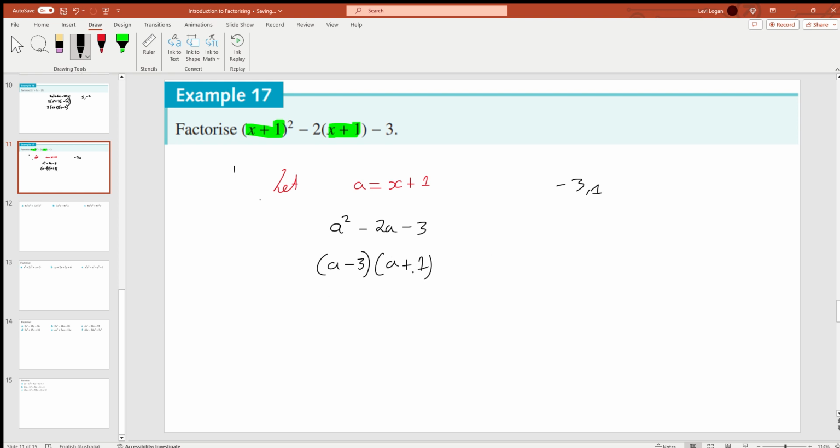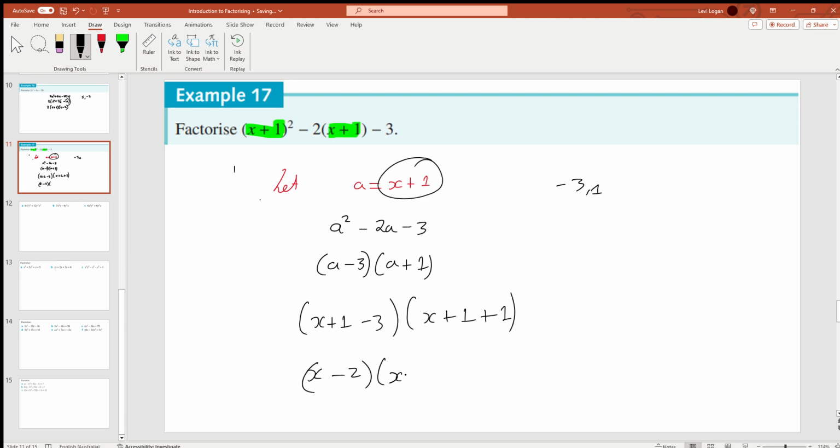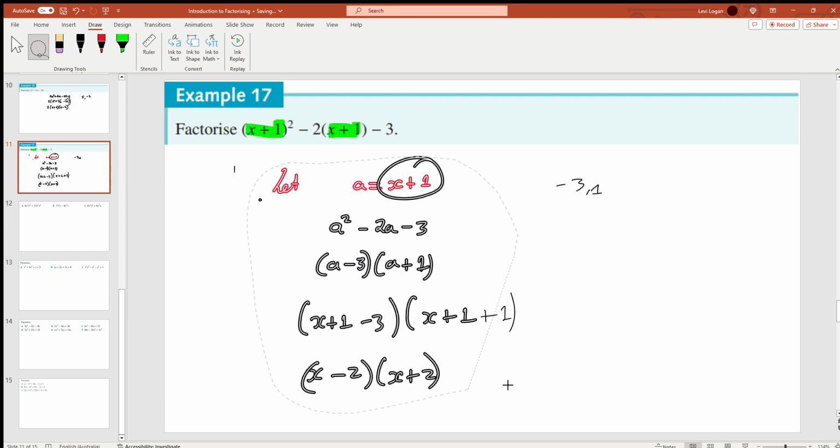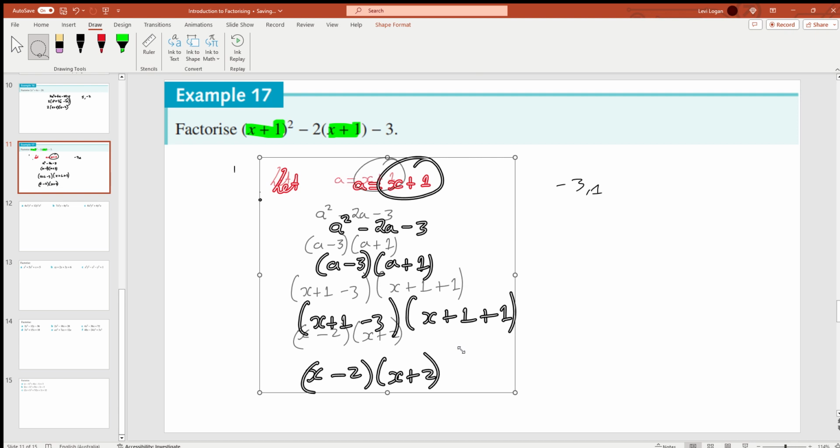Now we're not done because we made that substitution. So what we're going to do now is sub this guy back into here. So what we're going to have is x plus 1 minus 3, and then x plus 1 gives me, alright, x minus 2, and then x plus 2. And that's it. So you're probably thinking, alright, how do I check if that's correct? Well, we can if we do it a bit of a long way. So that's the quick way you can factorize it.